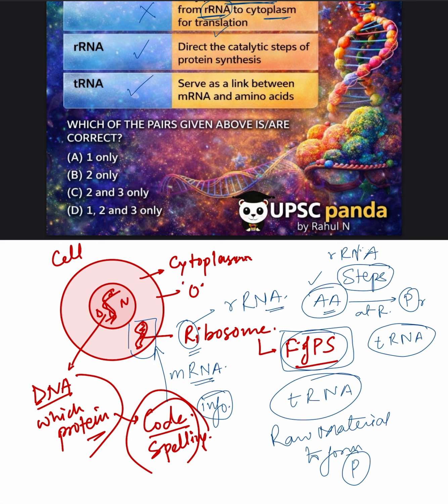So it serves as the link between mRNA and amino acid. The amino acid reaches there, mRNA also takes the information there, then at the ribosome, with the steps directed by the rRNA, the protein synthesis happens. So I hope this is very much clear to you.